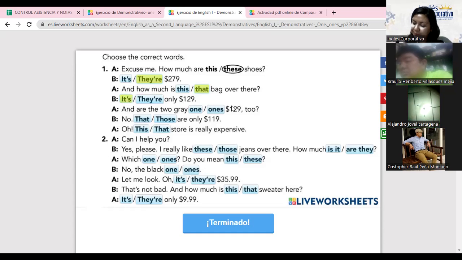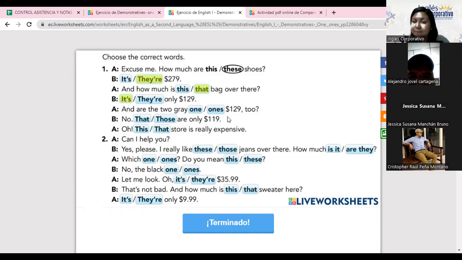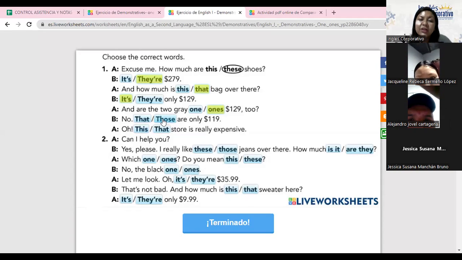It's only 129. Exactly. And are the two gray ones 129 too? No. Those are only 119. This store is really expensive.